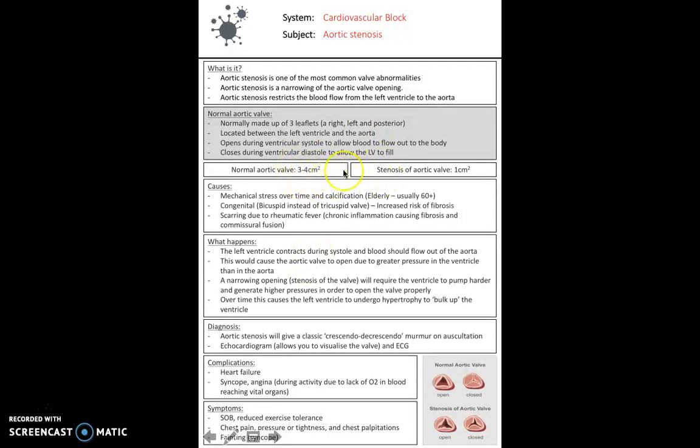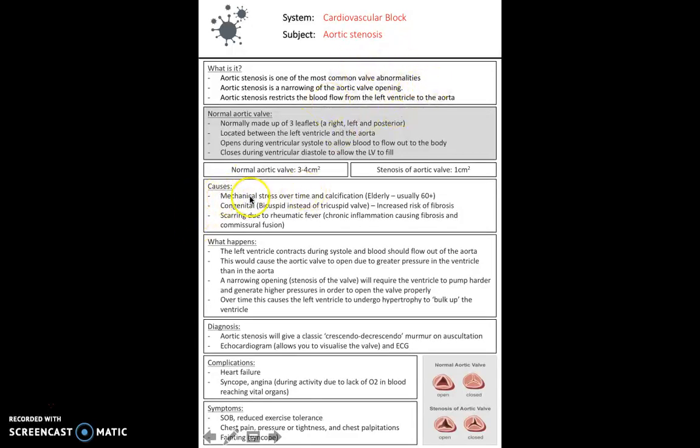Again, this shows the absolute difference in the aortic valve width of opening between a normal aortic valve and a stenotic aortic valve as well. So stenosis, again, remember, is narrowing of that valve opening.